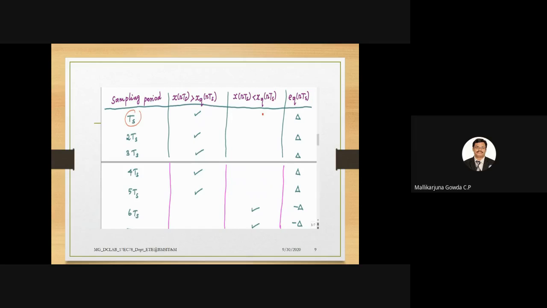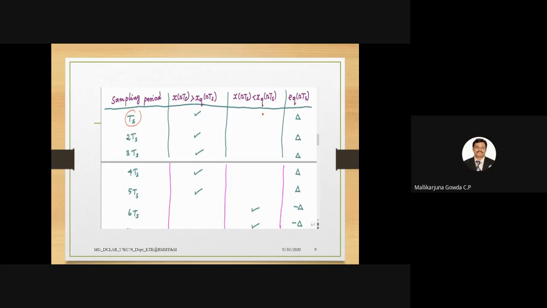So at 6Ts, what is happening? The value of X of nTs is less than Xq of nTs. So now the comparator output is negative, and it will be decremented by delta. That is why it is written minus delta. Okay?